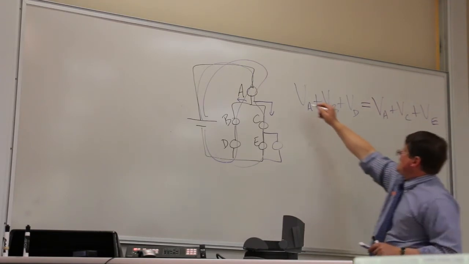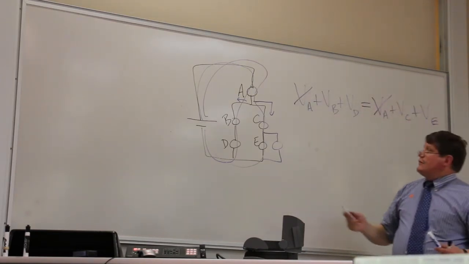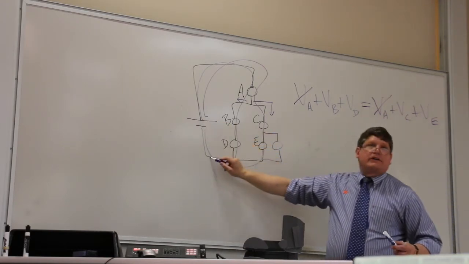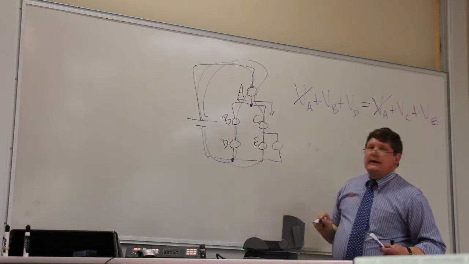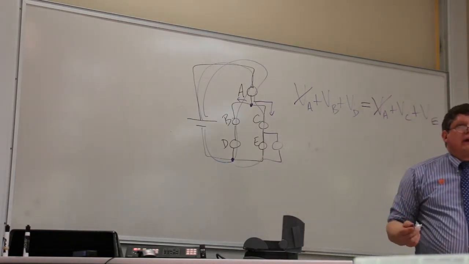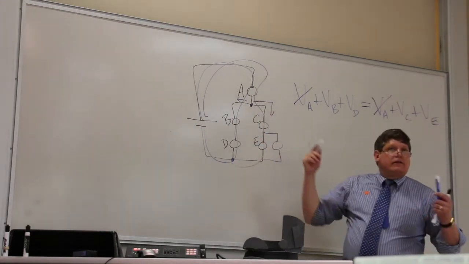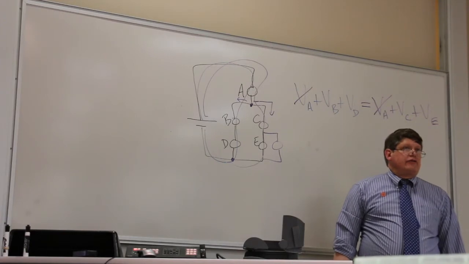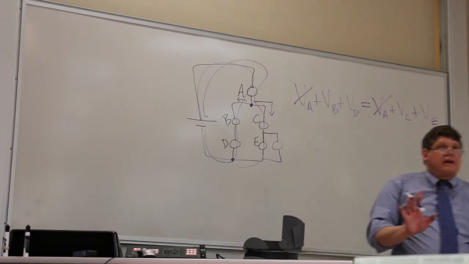Now you see that I've got A on both sides. I can cancel that. What that means is I didn't really have to go from one side of the battery to the other. I can go from any point to any other point, and the voltage difference between those points has to be independent of path. Whether I go this path or whether I go that path, the voltage has to be the same. It doesn't matter what's on those two paths. It's just like elevation change.